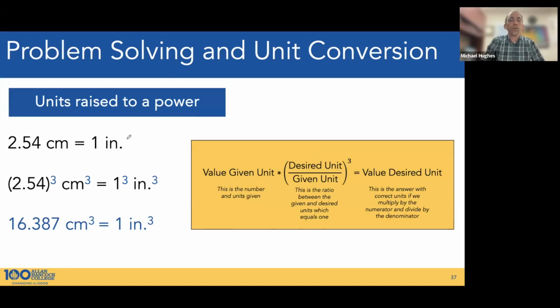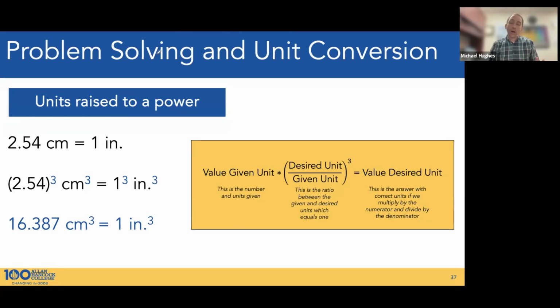We know the relationship already from our simple conversion practice that 2.54 centimeters is 1 inch. Now the question is, what if we want to know how many cubic centimeters are in 1 cubic inch? Well, the trick for that is we just cube everything. We cube inches, we cube one, we cube centimeters, and we cube 2.54. And so what we find is that we have 16.387 cubic centimeters in 1 cubic inch.